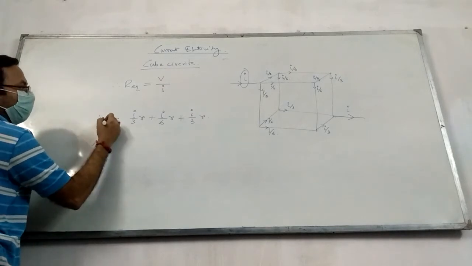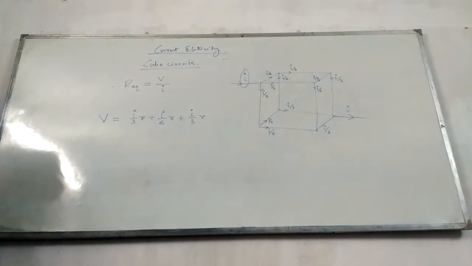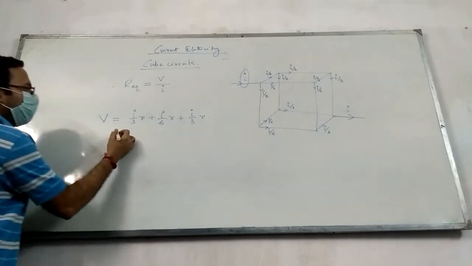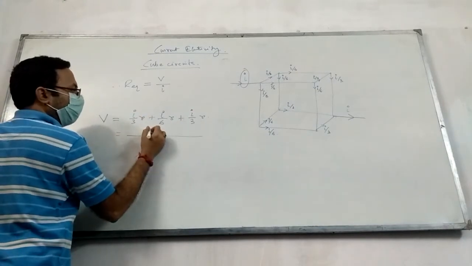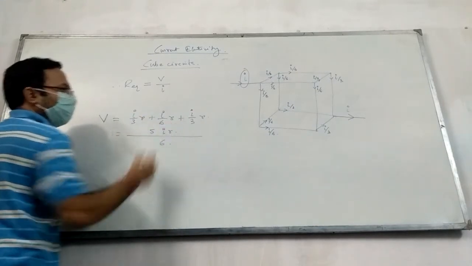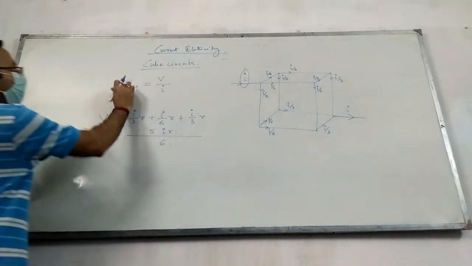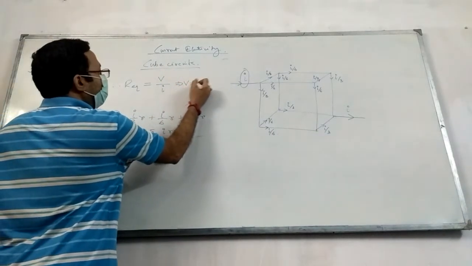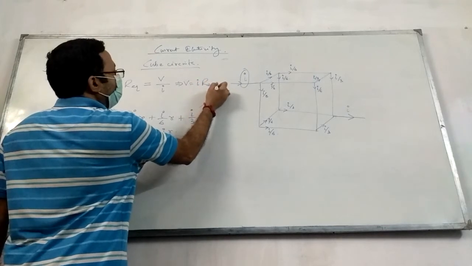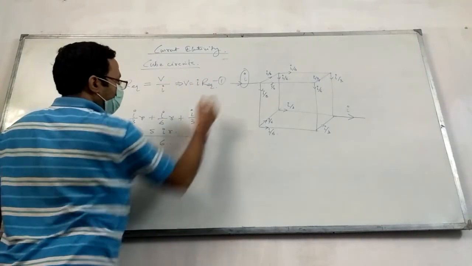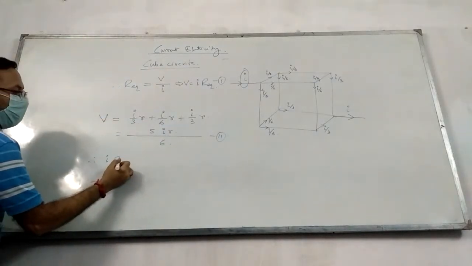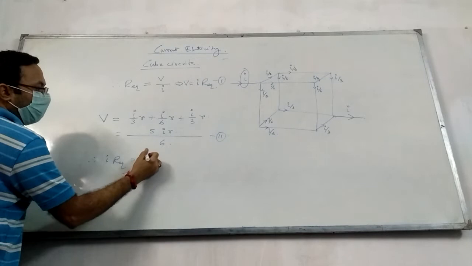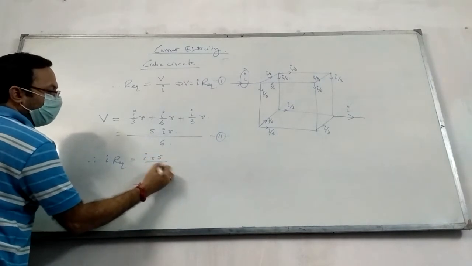This should be equal to B. B equal to the sum of the three potential drops, right? Is this clear? So let's simplify this. How much is it coming to? 6 LCM, 2 plus 2, 4 plus 1, 5. And from the other one we got B equal to I into R, so this is equation 1, this is equation 2. Both are equal to B, right? So I into R equivalent is equal to I into R into 5/6.